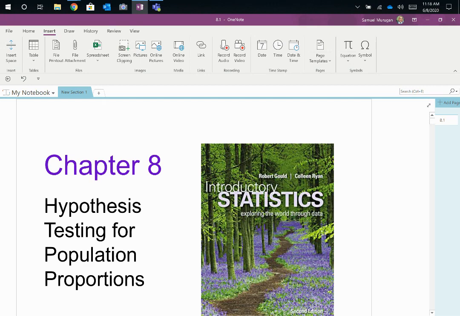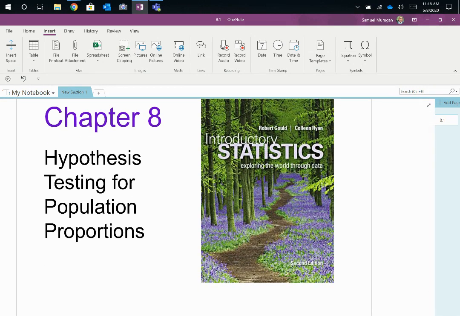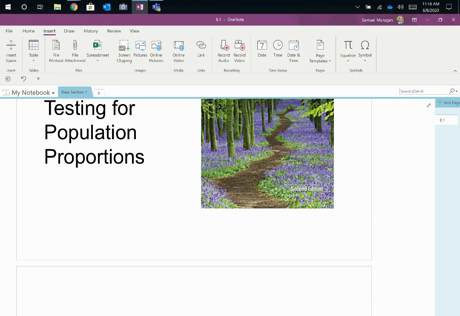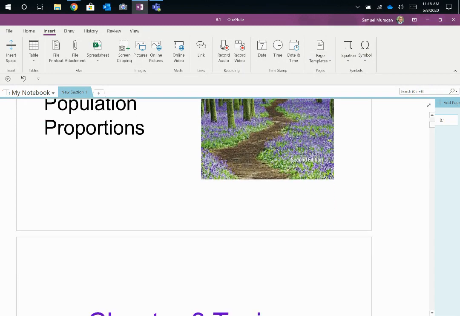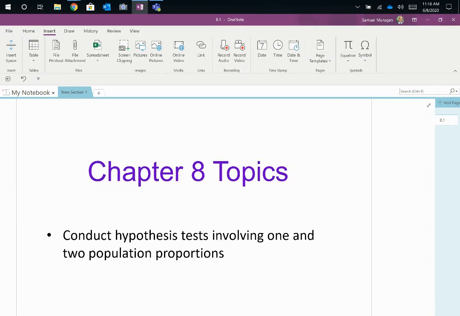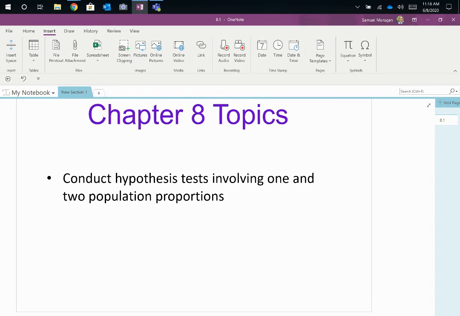Chapter 8, Hypothesis Testing for Population Proportions. And remember that for Chapter 8, we're covering 8.1, 8.2, 8.3, 8.4. So I'm going to try to do 8.1 and 8.2 separately, even though the homework is combined. I'll do the problems for Chapter 8.1 first, and then in the second video, I'll do the problems for Chapter 8.2.